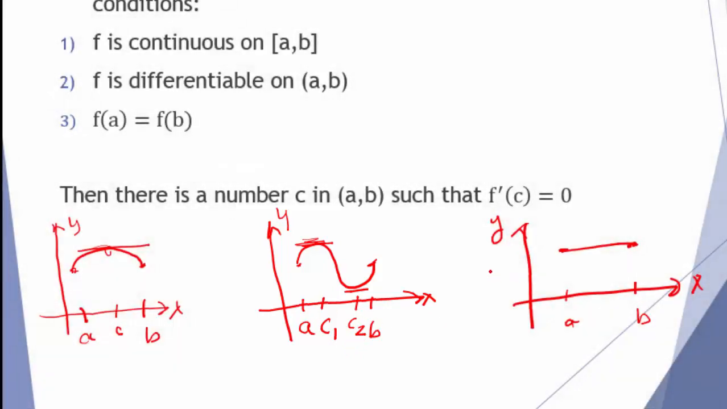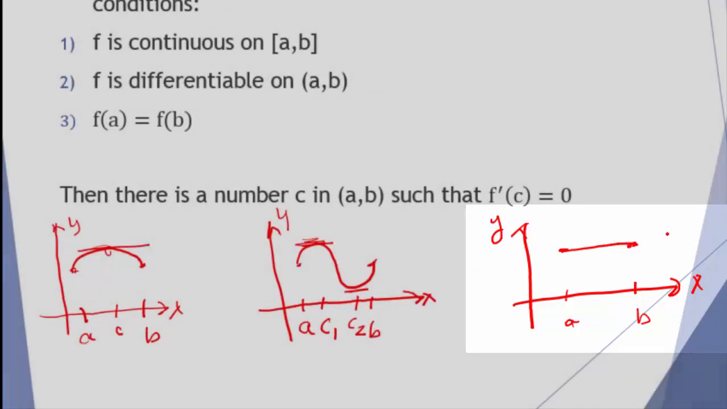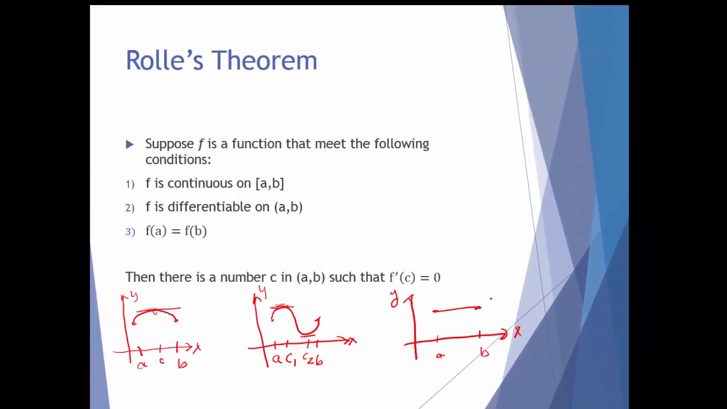The idea is you're guaranteed at least one. So this one, where I actually drew a line in between the two, not only do I have one place where the derivative is equal to 0, the derivative is equal to 0 everywhere in between a and b, if this is a constant function. So there are other things this graph can look like, obviously, but this is the basic idea behind Rolle's theorem.